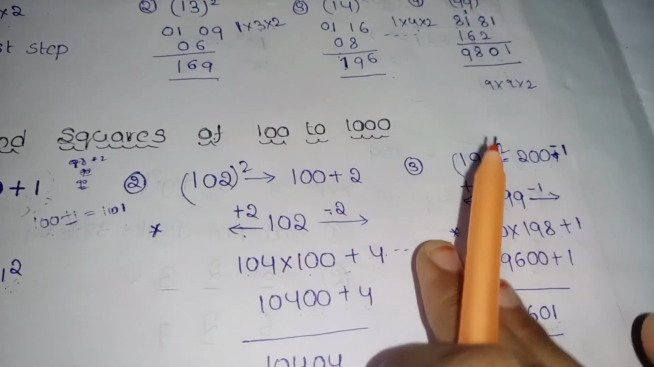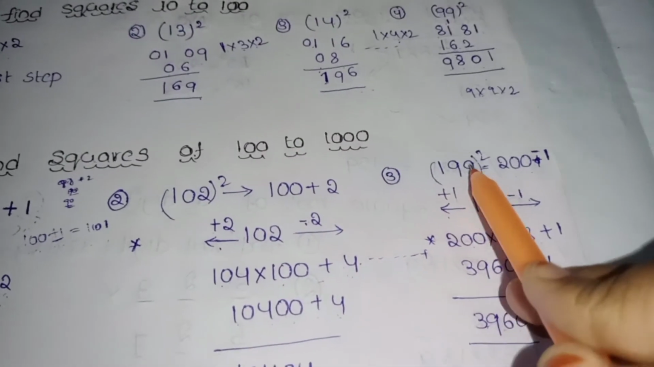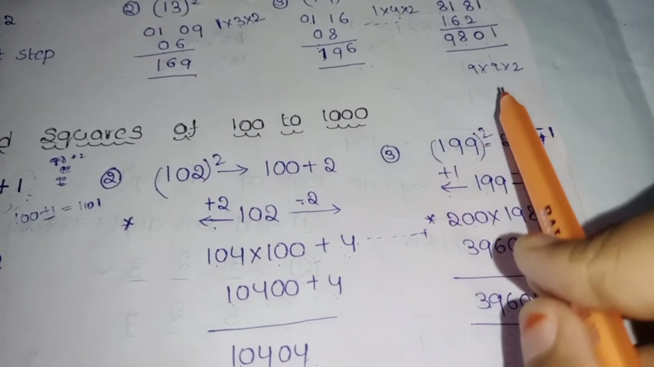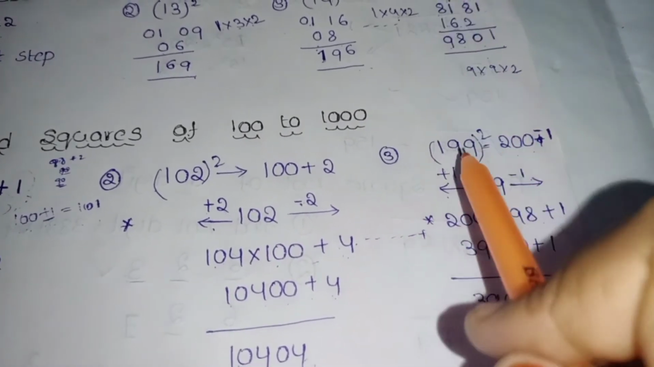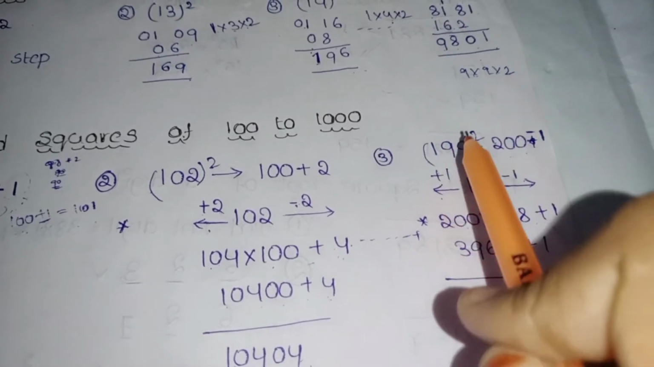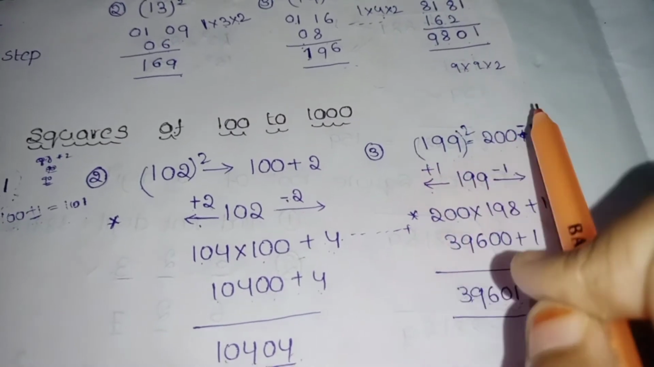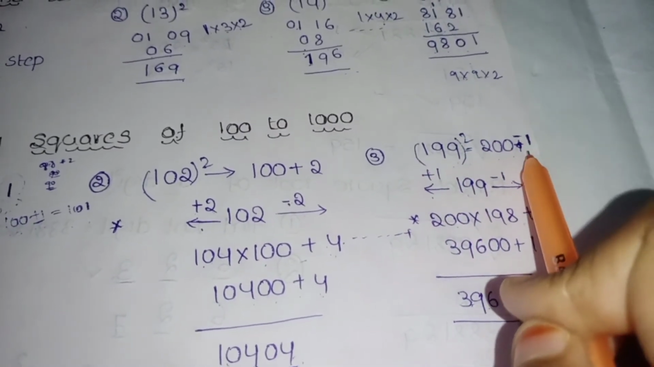Let us see another example. 199 whole square. 199 is near to 200. Is it near to 100? No, it is so far from 100. So it is near to 200. 200 minus 1 is 199, so I am also taking 1 here.